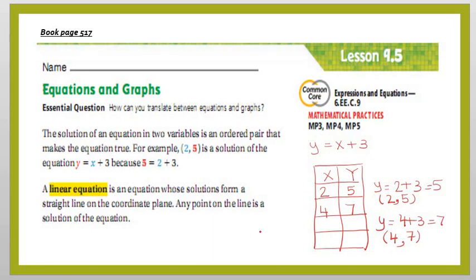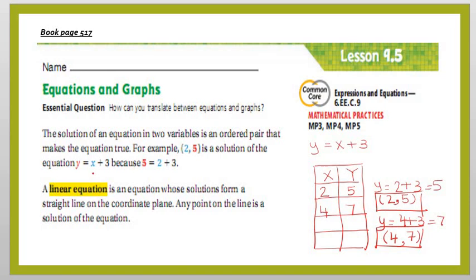Then I'm going to graph these points on the coordinate plane. Not on a number line because I don't have only x, I have x and y, so I need to draw it or graph it on my coordinate plane. When I graph it, what will I see? I will see a straight line.